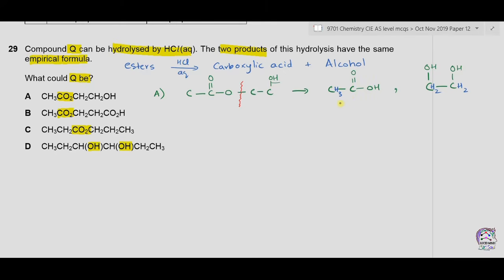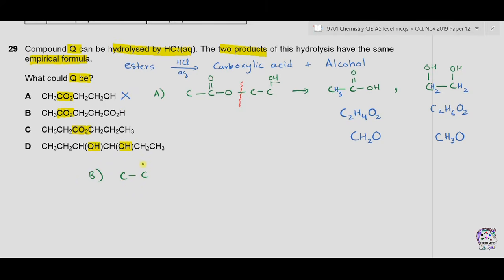Now the molecular formula will be C2H4O2 for this compound and C2H6O2 for this one. So the empirical formula is CH2O, and for this alcohol we have CH3O as the empirical formula. So the empirical formulas are different, so therefore A is incorrect. Now let's look at B.